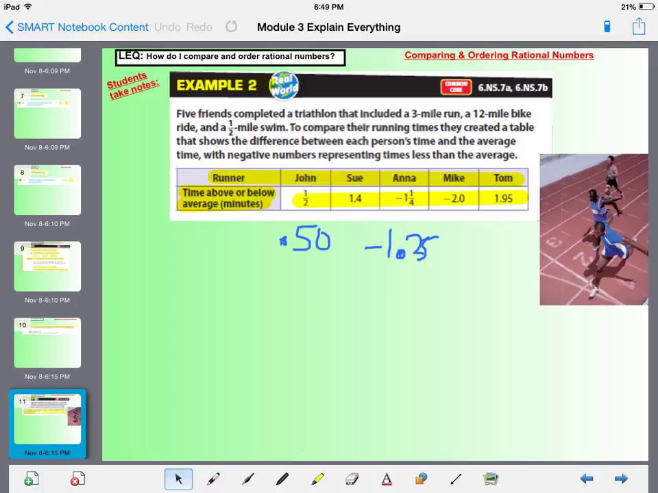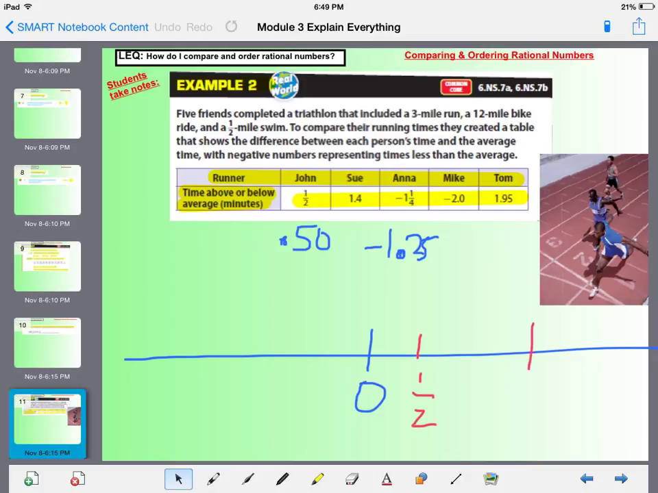So let's go ahead and create our number line here. We do have a combination of positive and negative numbers, so we're going to put 0 as the middle guy there. We're going to put John to represent the half, and John is going to be over on the positive side. He's at positive 1/2. We have Sue at 1 4/10, so she's beyond 1 minute. She's at 1 4/10 of another minute.